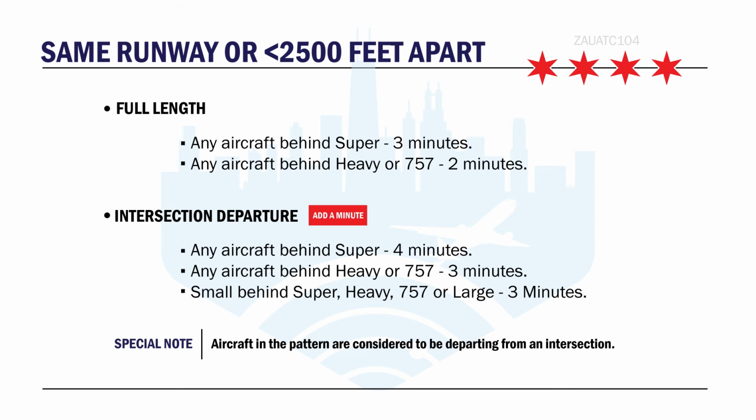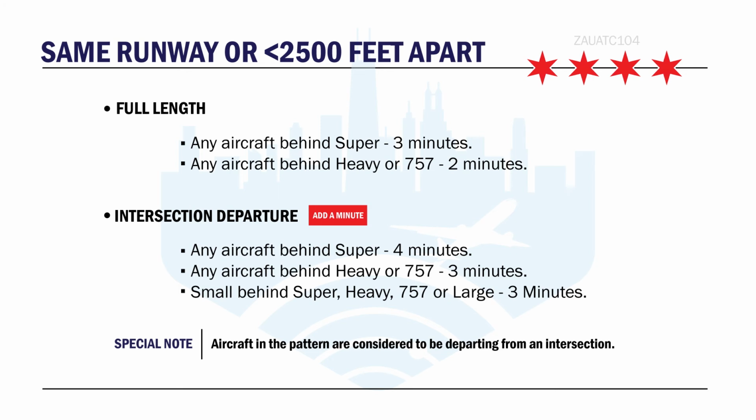Pretty simple. Full length, anything behind a super is 3. Full length, anything behind a 757 is 2. Intersections, anything departing an intersection behind a super is 4, add a minute. Anything departing behind a heavy or 757 from an intersection, add a minute, 3. And then a small behind anything greater than itself, super, heavy, 757, or large, 3 minutes.